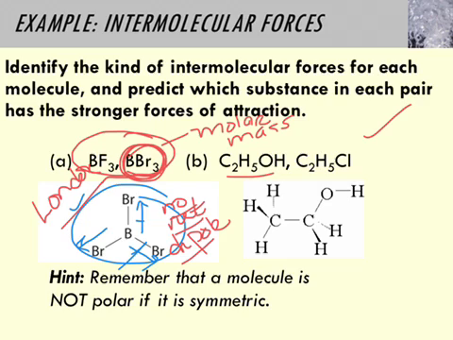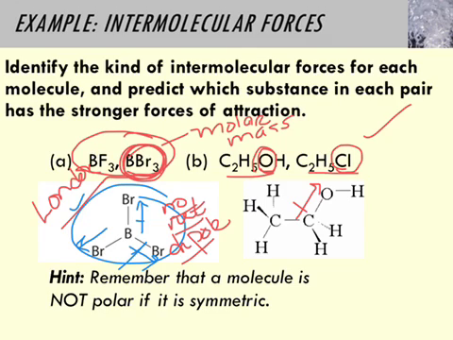Both of these molecules are polar. Okay, they both have a polar molecule. This one has oxygen, this one has chlorine. They're not completely symmetric, so they have a net dipole. So we would expect them both to have dipole-dipole attractions.